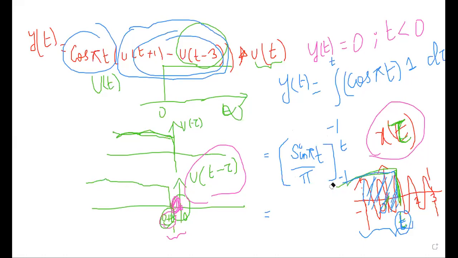Upper limit is t, so I will get the same expression, sin pi t by pi. But when I substitute the lower limit, in place of t I'll substitute minus 1. So minus pi. Sine of pi, will you get any answer? Sine of pi? 0. Okay. So can I say the answer is sin pi t by pi?